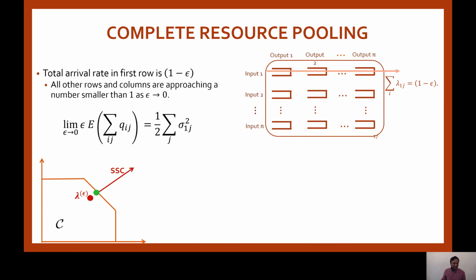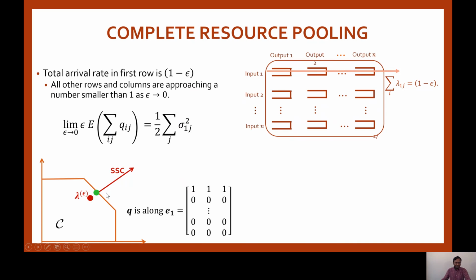Again, remember, in this case, state space collapses onto a line which is normal to the facet that we are approaching. When the state space collapses to a line, the system essentially behaves like a single server queue. It's as if all the resources in the system are pooled into a single giant server that is serving all the queues in this row, whereas all the other queues are not saturating, so they don't even matter in heavy traffic. That is why this is called complete resource pooling. It's as if I'm pooling all the resources into one giant server that's serving the first row.